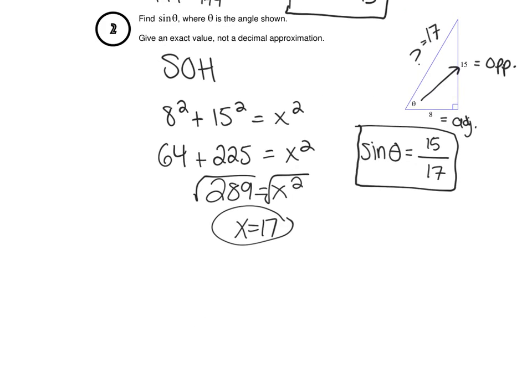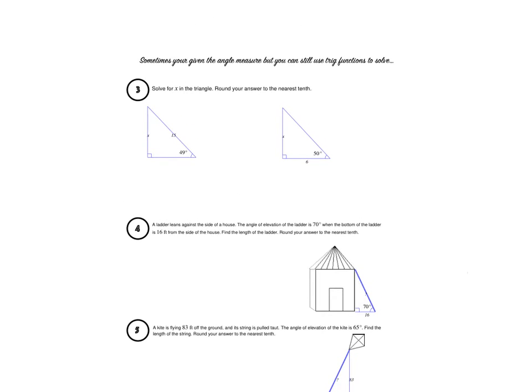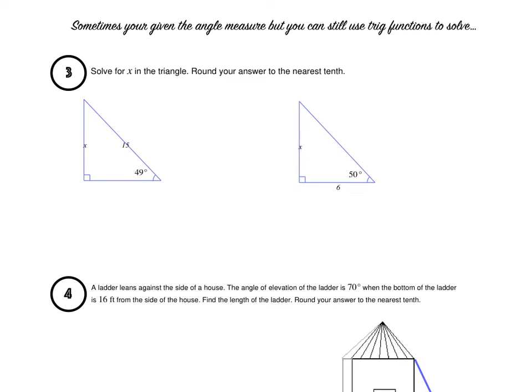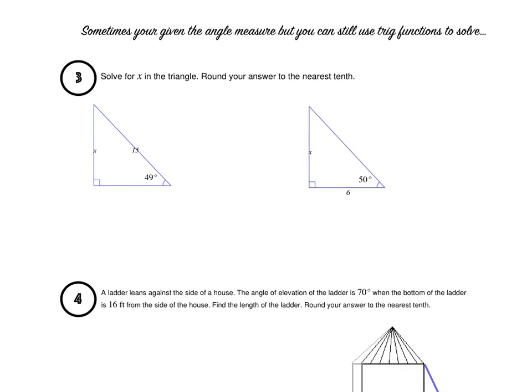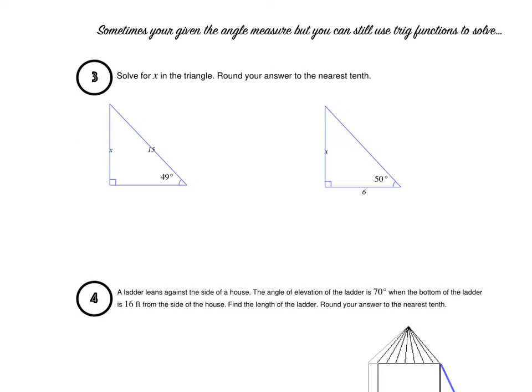Now if we take a look at the next page of notes, we have that sometimes it's going to give the angle measure, but you can still use the trig functions to solve. So sometimes it's going to give a picture of the angle measure, and you have to try to find x in each of the triangles. And it does want you to round your answer here to the nearest tenth. So let's try this out using our trig functions.